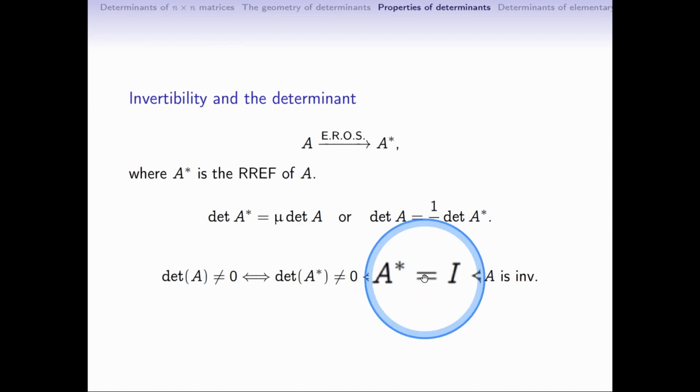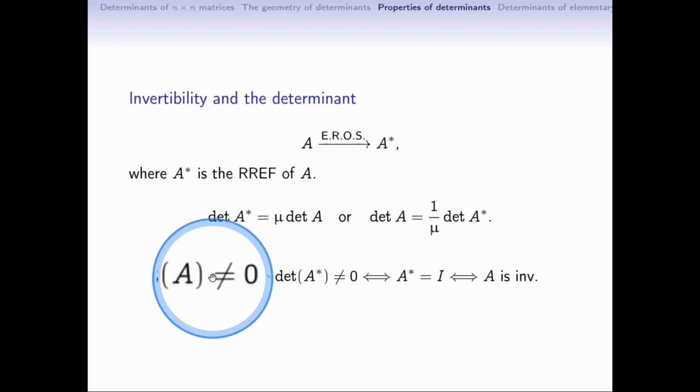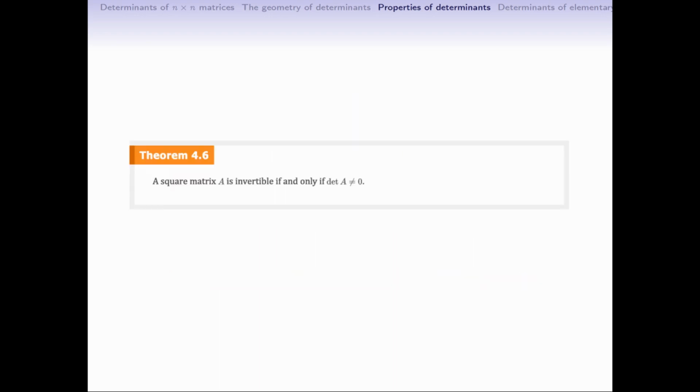Finally, if A star is equal to the identity, that's completely equivalent to A being invertible, and that follows from our fundamental theorem on invertible matrices. So if we step back and look at this, A is invertible is completely equivalent to the determinant of A not equaling 0. And that's an important theoretical development. And let's enshrine that in Theorem 4.6. A square matrix A is invertible if and only if the determinant of A is not equal to 0.